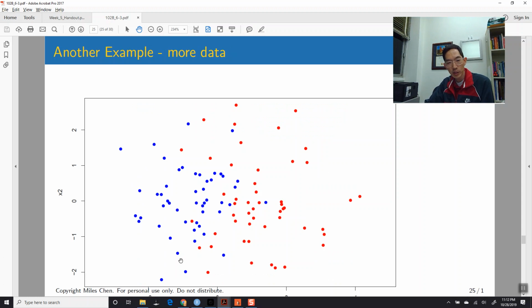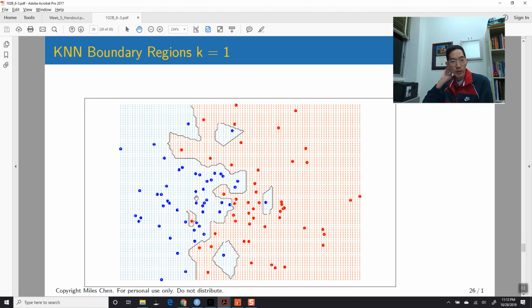Okay, so here's a whole bunch of data, and we can see this blue dot is surrounded by red dots, and this red dot surrounded by blue dots, and what happens? Okay, with K equals 1, you get all of these weird enclaves and exclaves. I don't know if that's the right word, but basically, in this zone, you ask what's the nearest neighbor right here, to this dot, the blue dot's the closest thing.